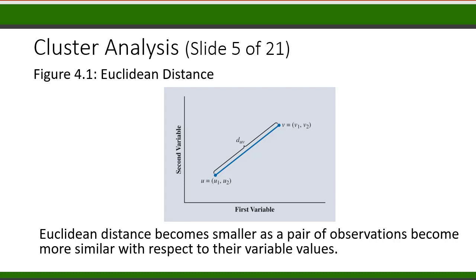So here we have an example of that Euclidean distance. The more similar the observations are, the smaller that distance is going to be. Just keep in mind that when you use Euclidean distance, that it's very much influenced by the scale on which the variables are measured.